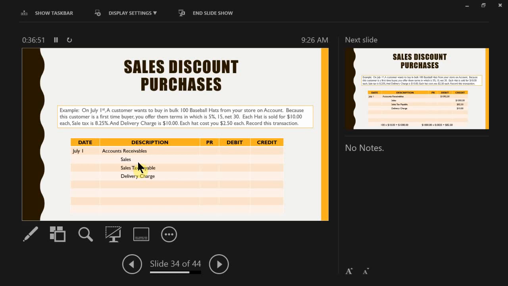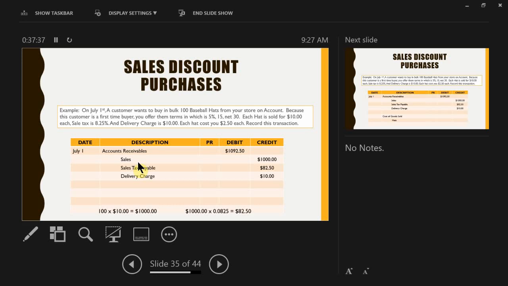If I sold 100 hats at $10 each, what's my total sales? $1,000. What's my total sales tax on those $1,000? $82.50, plus my $10 delivery charge. So in grand total, this customer owes me $1,092.50.